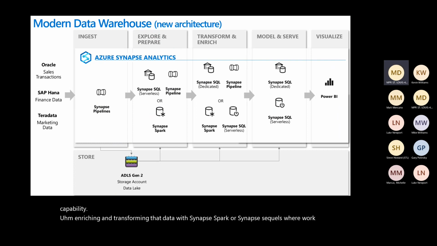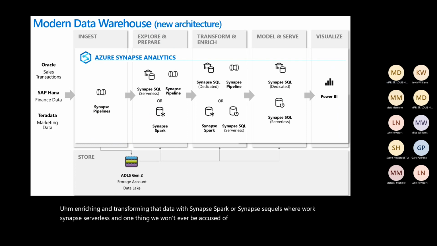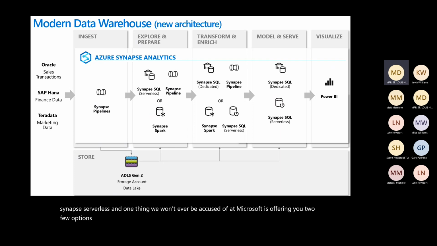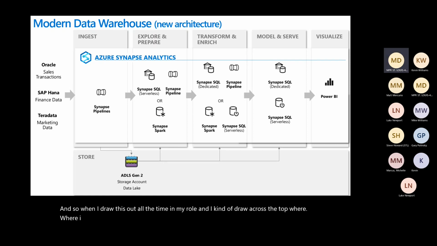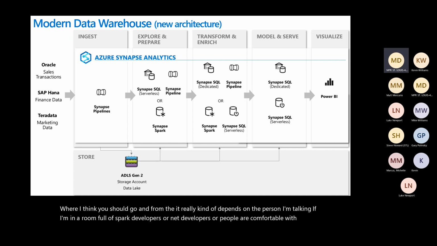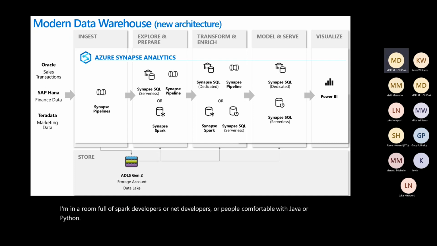One thing we won't ever be accused of at Microsoft is offering you too few options, and sometimes that's actually a hindrance. There are too many ways to do things. So when I draw this out all the time in my role, and I draw across the top where I think you should go, it really depends on the persona I'm talking to. If I'm in a room full of Spark developers or .NET developers, or people comfortable with Java or Python, all day long do your data transformation.